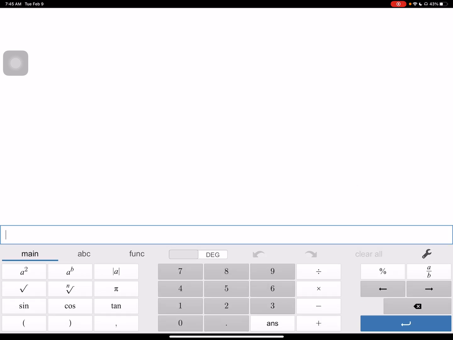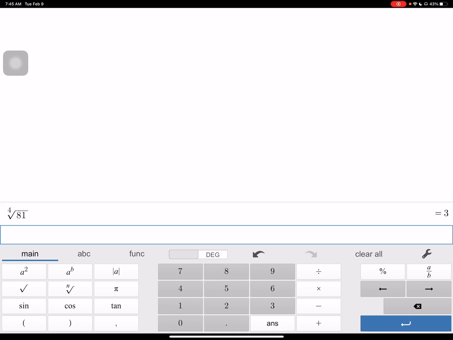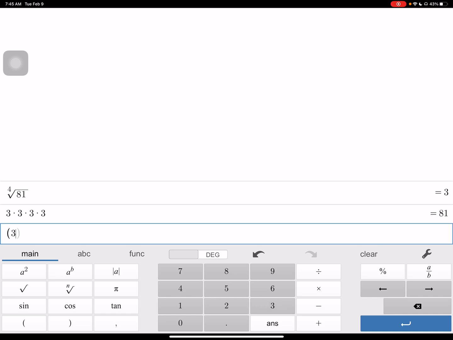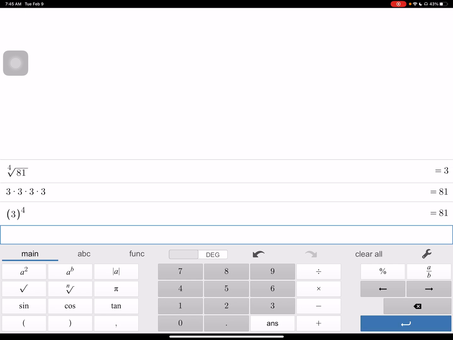So you see here we have the n and then the square root sign. You want to use that because then it will let you put a 4 there and an 81 here. And we get 3. And that is because 3 times 3 times 3 times 3 equals 81. You can also see it as 3 to the fourth power equals 81.